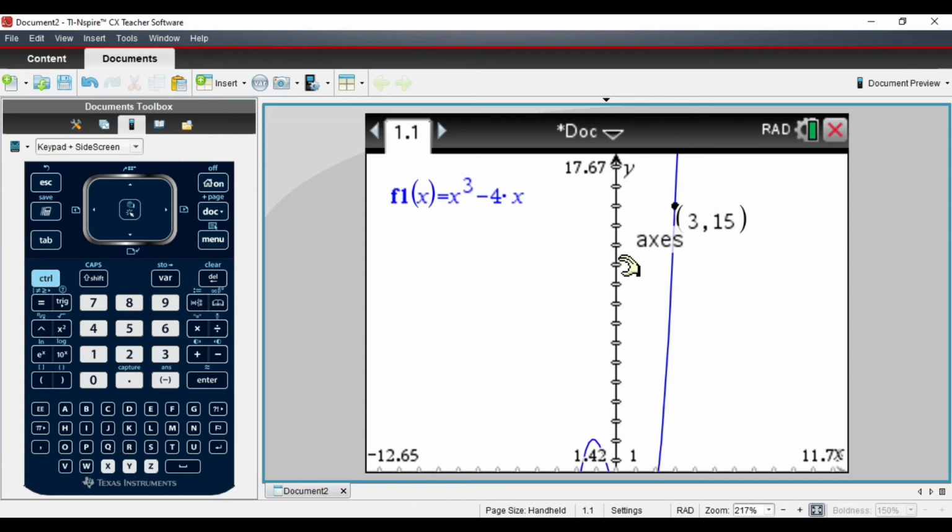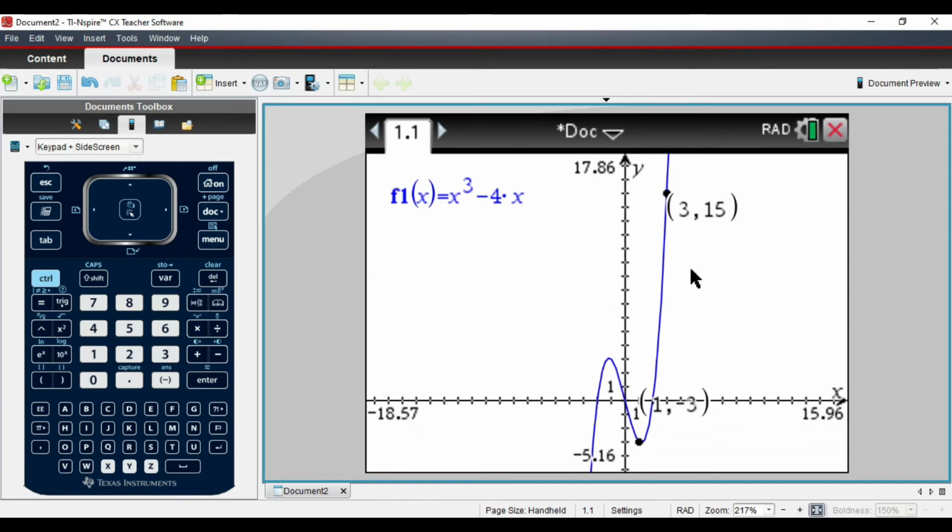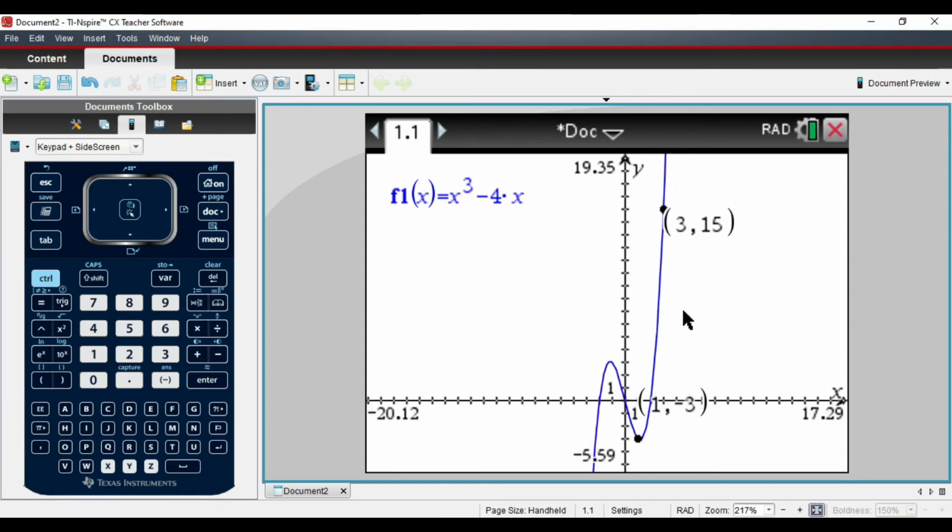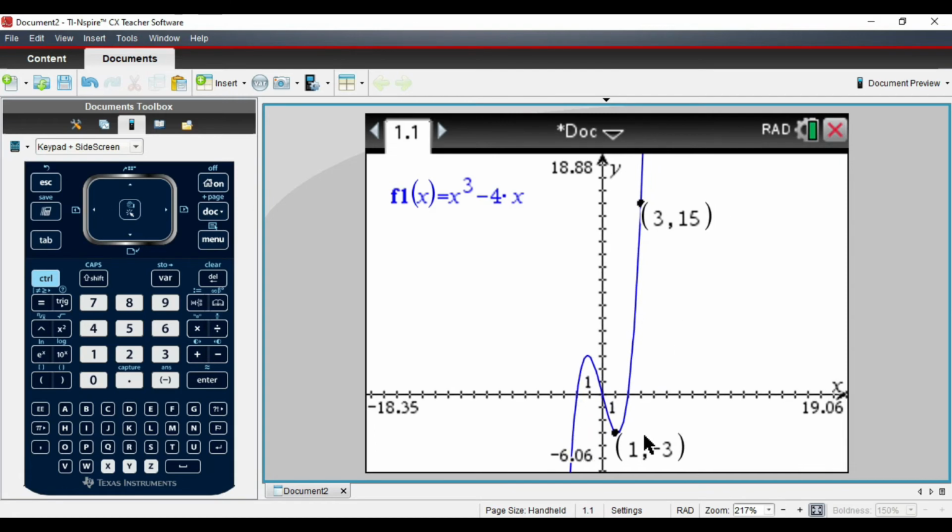The only problem I find with that is it scales both axes, and then I can't see anything on my x-axis, but that would suffice if you're working with your handheld device there. As long as you can see the 2 points, I think you should be good.